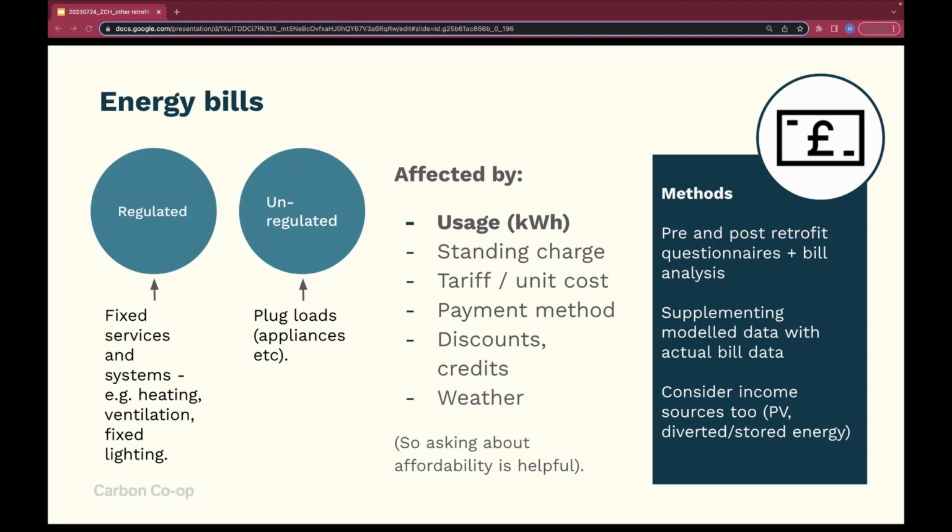It's helpful to have a comparison with energy modelled and actual bill data, because obviously an EPC model only looks at certain uses, so those regulated uses, so the fixed services and systems in a home. It doesn't include your plug loads. So if you're looking at a fuel bill figure from an EPC, it's not giving you that full picture. And then obviously there's other things that you may need to factor in as well around if there's any PV generation, diverted stored energy as well.